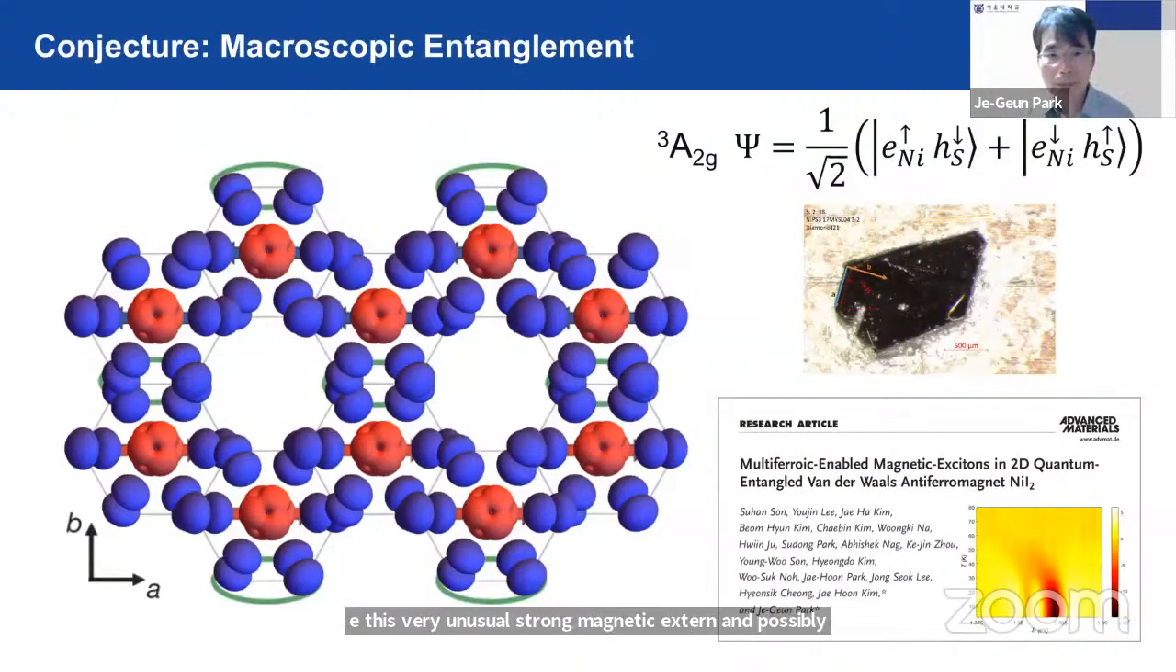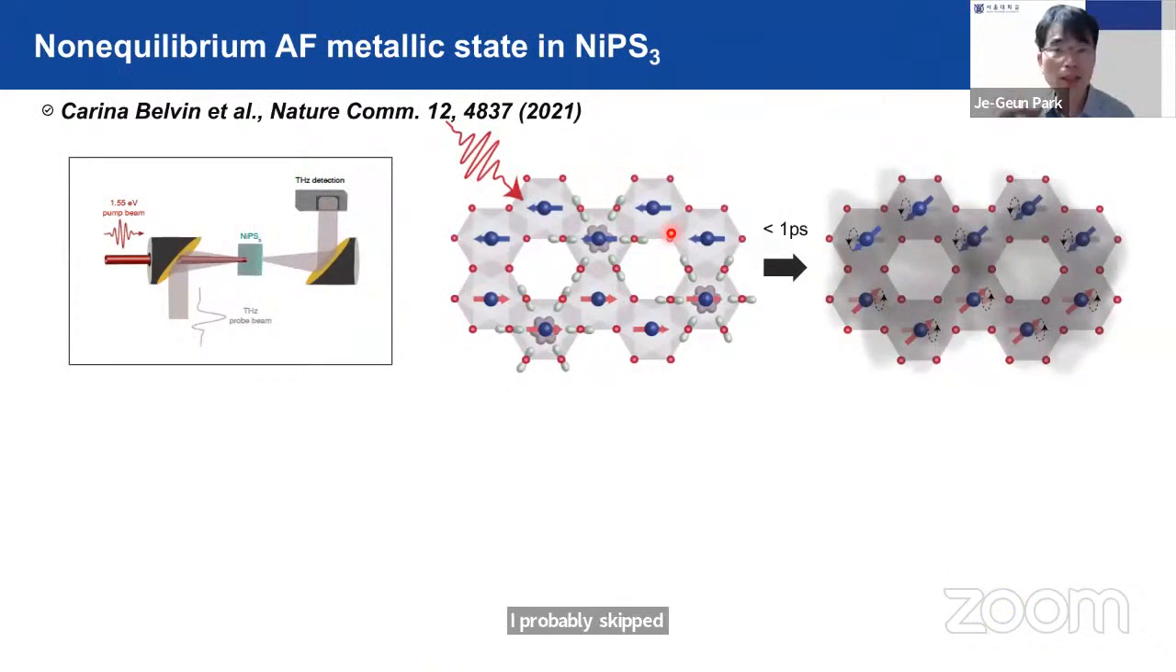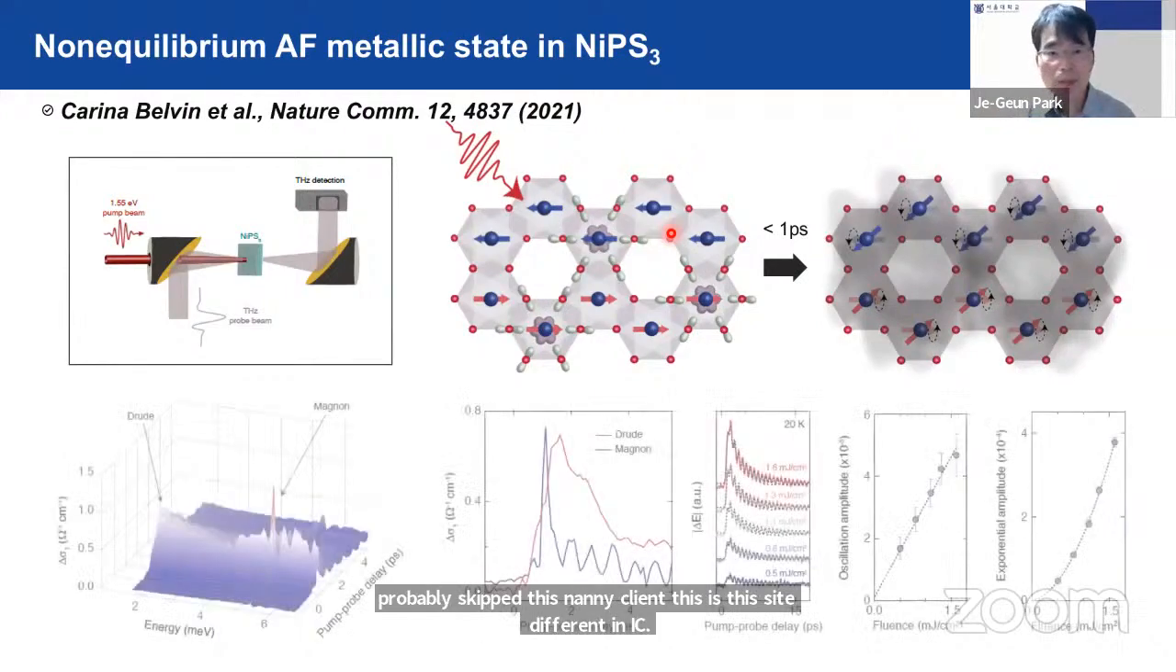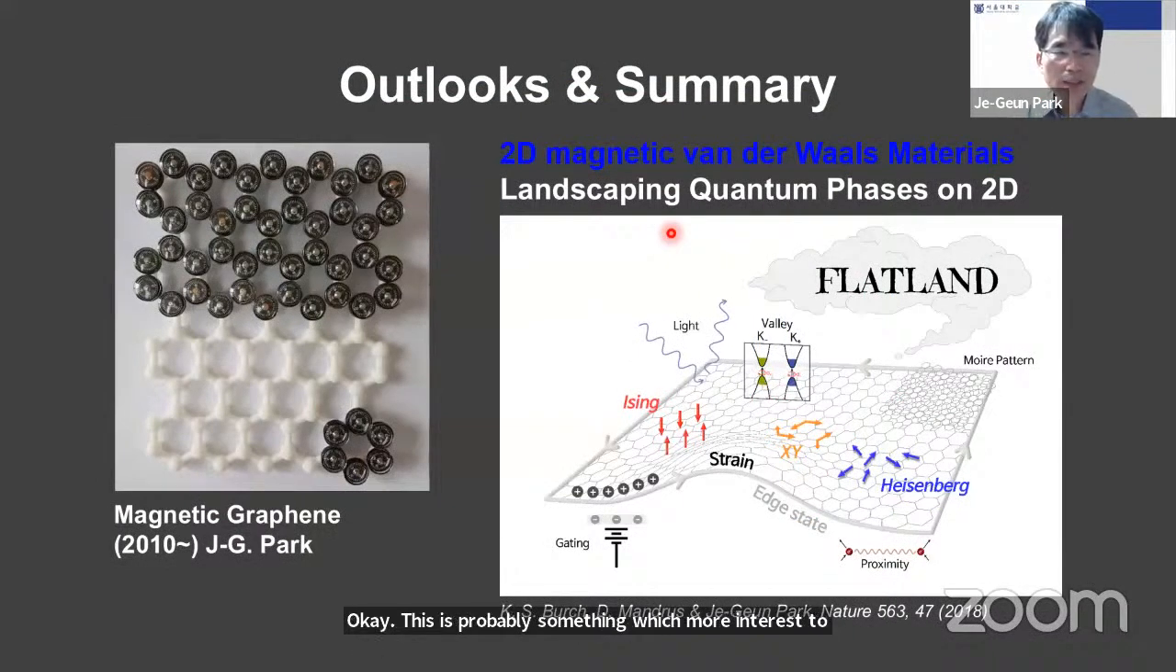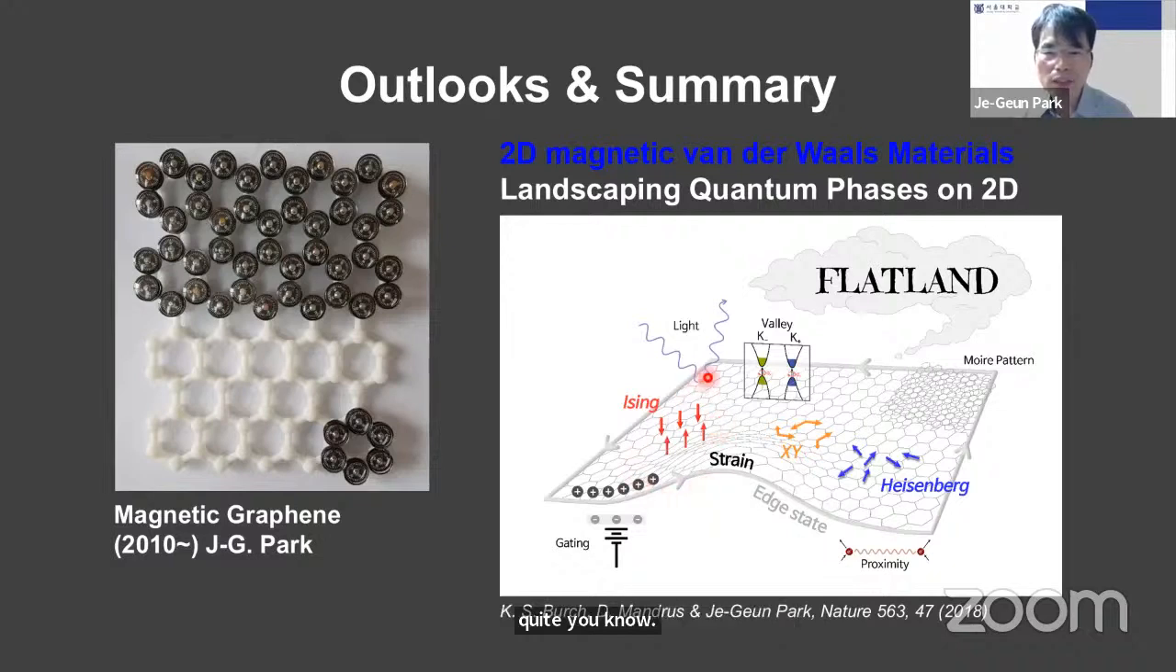I'd probably skip this non-Euclidean part because it's a slightly different topic. So let me just go into the outlook, which is probably something of more interest to you. The field started in the early 2010s from a very small idea I had, and has come into full swing as quite a vibrant field now. As I said, these monolayers are quite an interesting platform for two-dimensional magnetism. You can not only study the fundamental Hamiltonian, but also think about interaction with light.